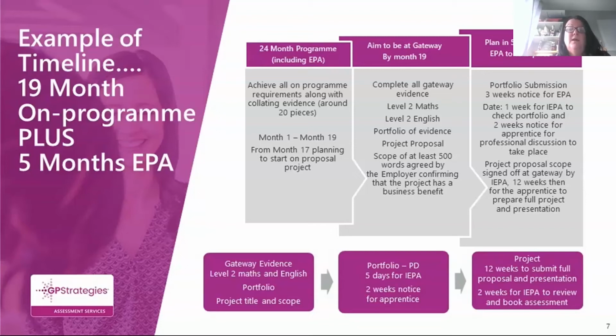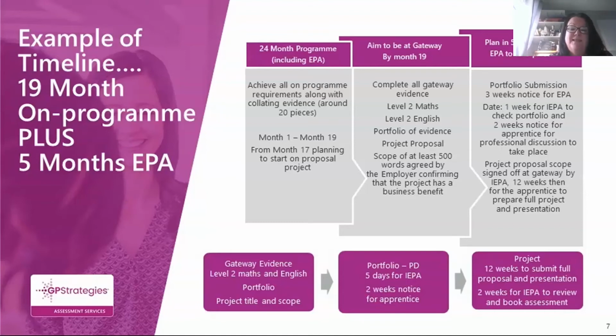So what we've got here, your 24-month programme: achieve all on-programme requirements along with collating the evidence, the portfolio evidence, and they're asking in the assessment plan for that to be around 20 pieces. Okay, so that will be between month 1 and month 19. That's what you'll be doing, as well as achieving the maths and English if not already achieved.